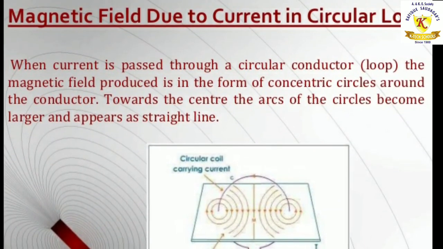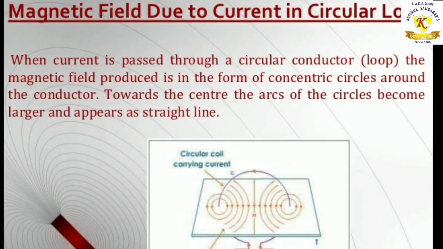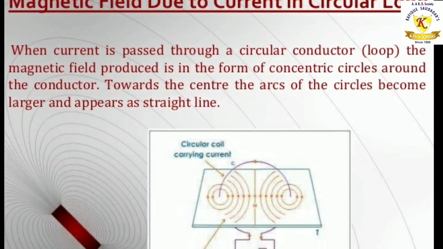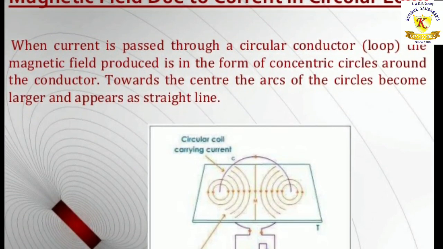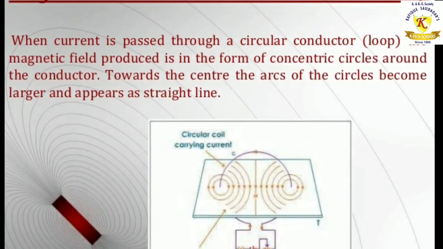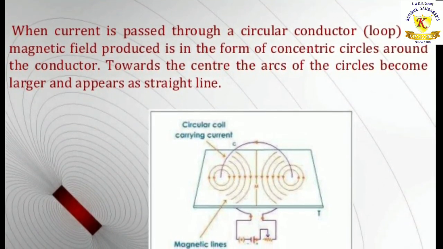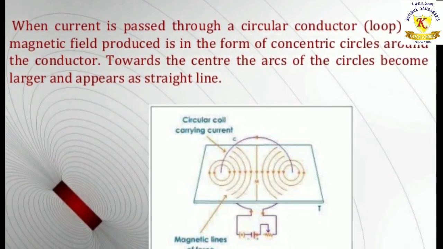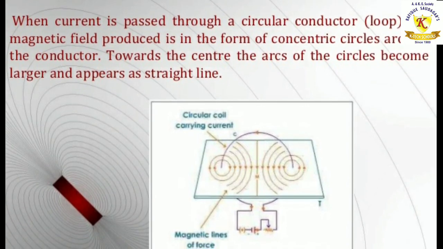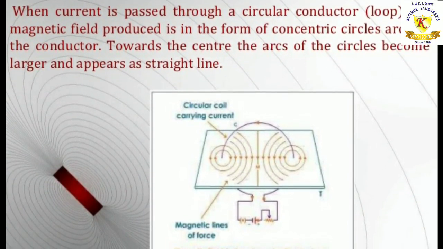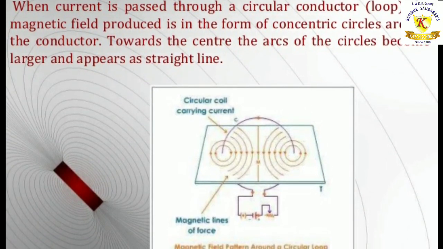Magnetic field due to current in a circular loop. When the current is passed through a circular conductor, the magnetic field produced is in the form of concentric circles around the conductor. Towards the center, the arcs of the circle become larger and appear as straight lines.